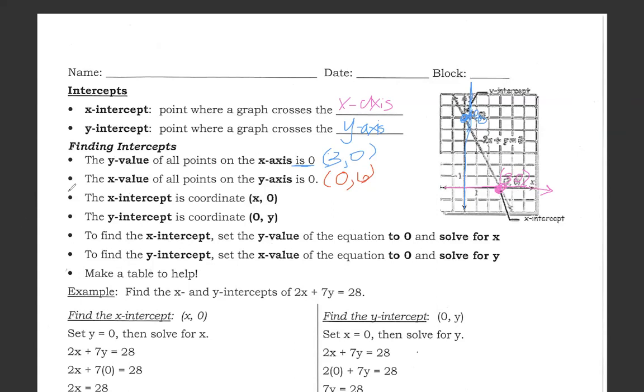So here's the definition just explaining. The x-intercept is always (something, 0), and the y-intercept is always (0, something). Okay, so keep that in mind. We're going to need that in a second.